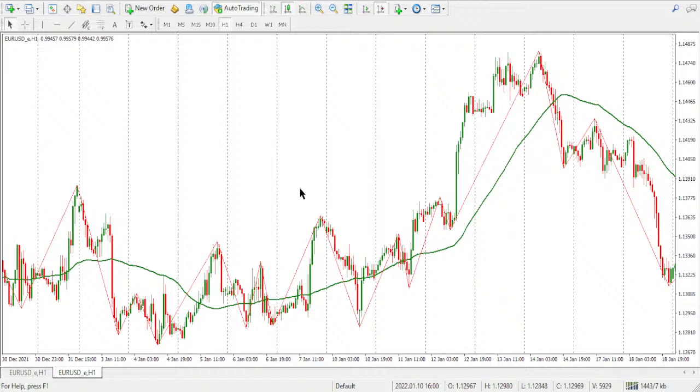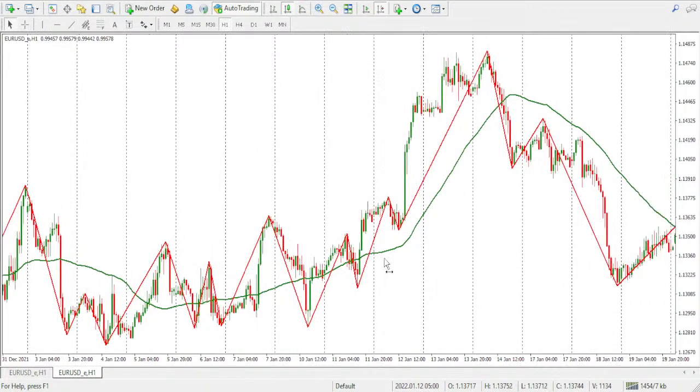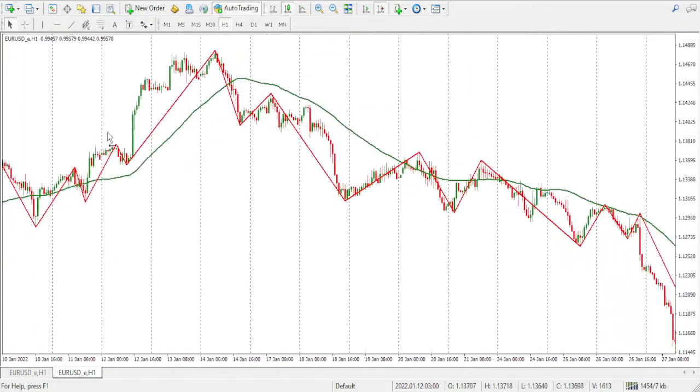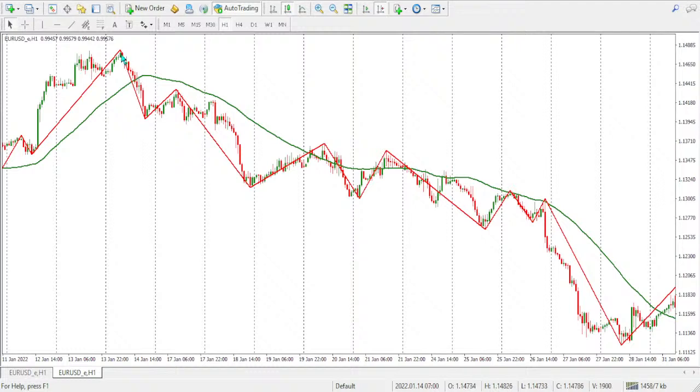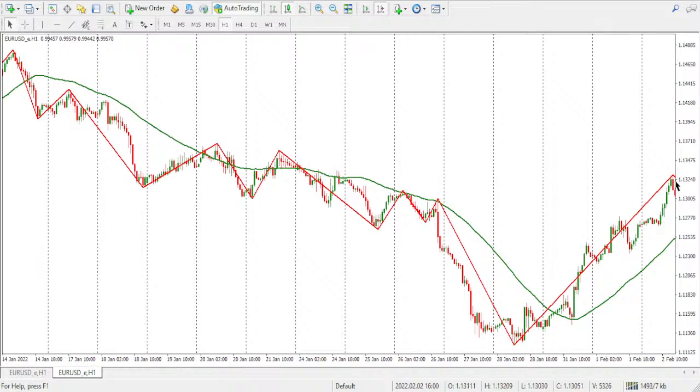So I want to make it a bit big. You can see that here. There is a move down, there is a pullback, there is a move down, there is a pullback, there is a move down, then there is a pullback, then there is a move down, there is a pullback, there is a move down, there is a pullback, then there is a move down before there is this move upwards.